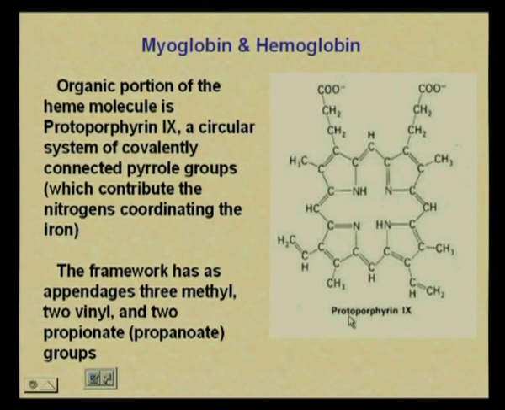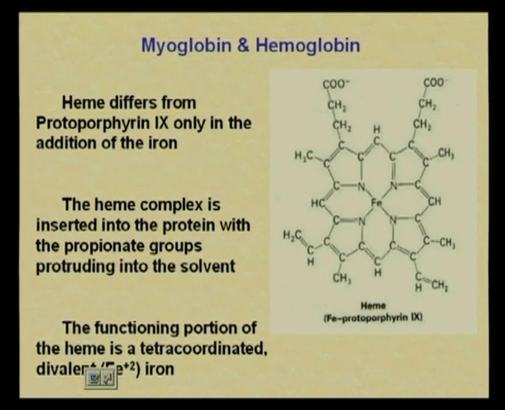So, this is the organic portion of the heme molecule. This is protoporphyrin 9. To make this heme, what you have to do is coordinate an iron in the center here. Okay? So, what we have is this circular system of covalently connected pyrrole groups that contribute the nitrogens for the binding of the iron, that is going to give the heme, that is the prosthetic group for myoglobin and hemoglobin. Okay? So, this is exactly what we have.